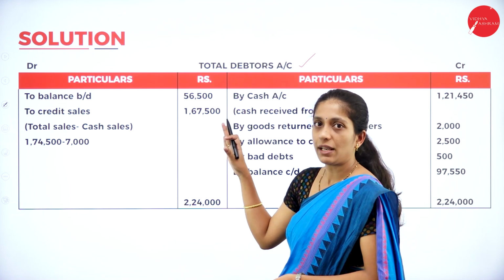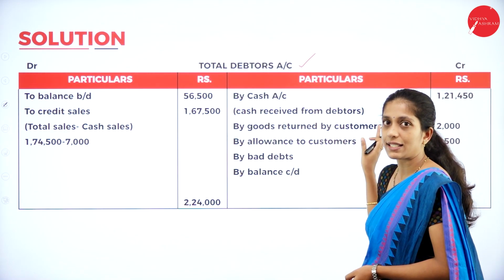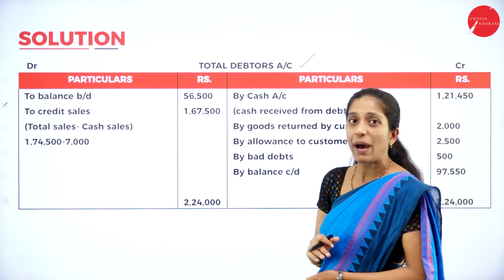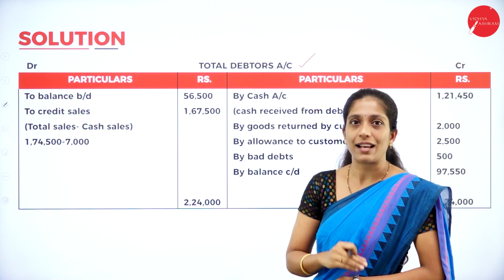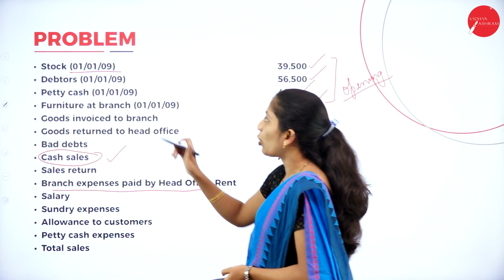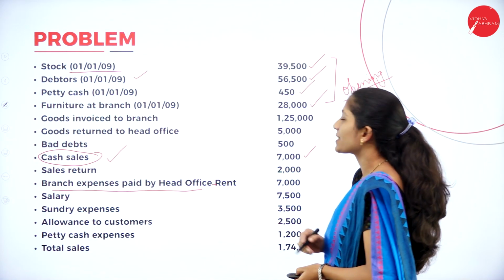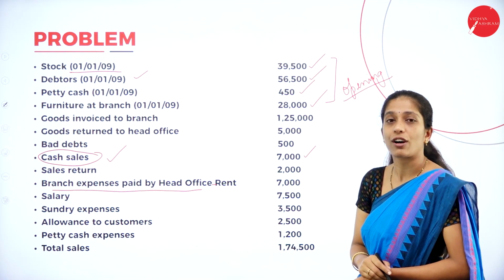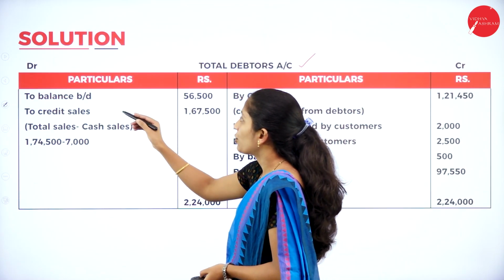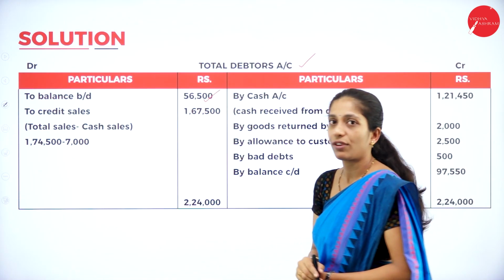Your format will be particulars, amount and particulars, amount. So what are you going to record on the debit side? That is balance brought down, that is the opening balance of debtors. Now go through the question. Here they have given opening debtors, how much? 56,500. So how to record this? To balance brought down, that is in the debtors account. To balance brought down 56,500.